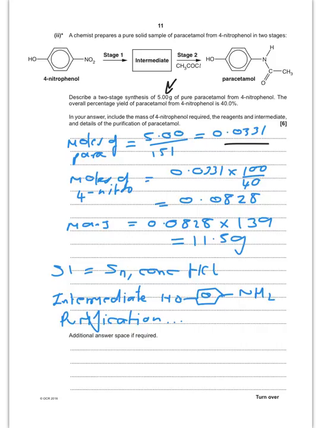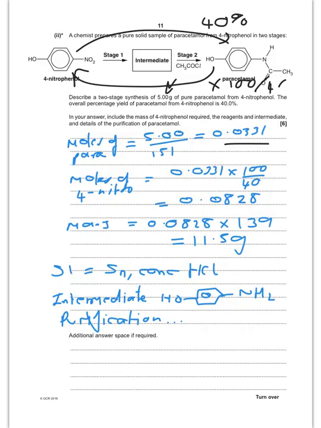0.0331. You need to scale that up, because going from here to here is only a 40% yield. So to go backwards, you need to multiply by 100 over 40 to get your moles of 4-nitrophenol. And then to find your mass of 4-nitrophenol, you times it by the molar mass of 139 to get 11.5 grams. Stage 1, you need tin and concentrated HCl.